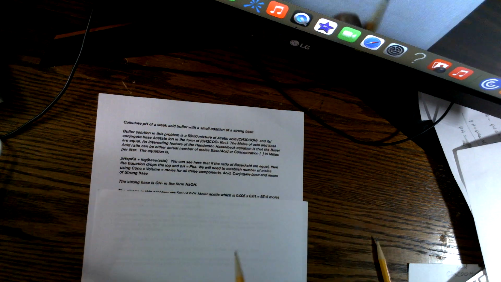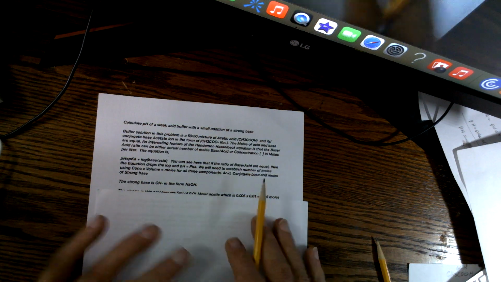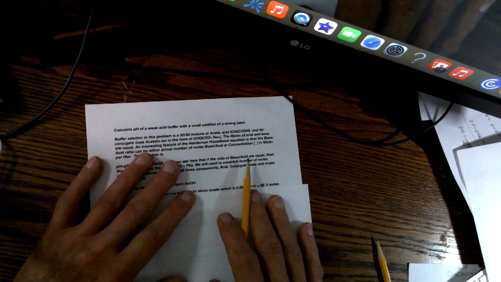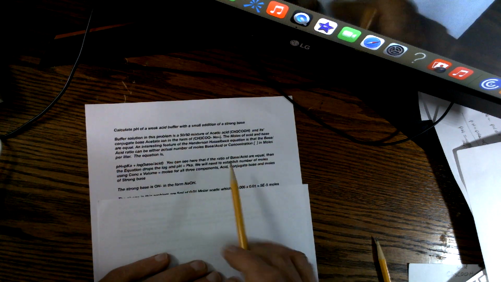In today's video, we're going to calculate the pH of a weak acid buffer with a small addition of a strong base. In this case, we're going to use a 50-50 mixture of acetic acid and its conjugate base, acetate ion, in the form of sodium acetate. The moles of acid and base are equal. That's an important statement for you to remember if you're looking at this as a question on a test.